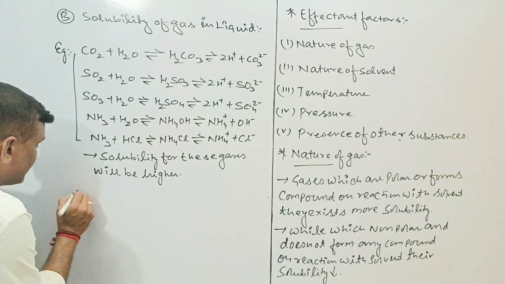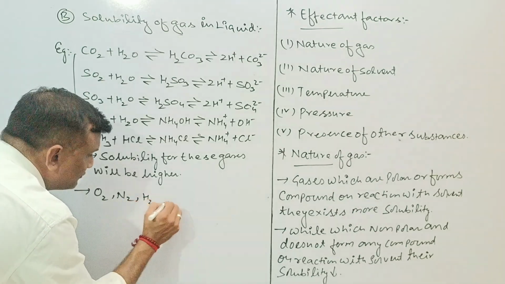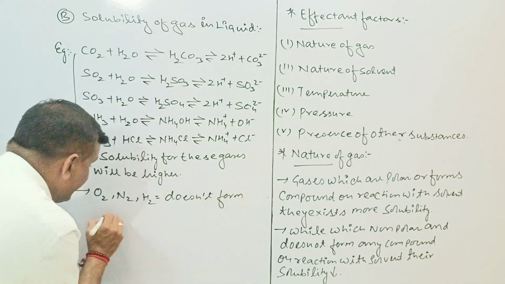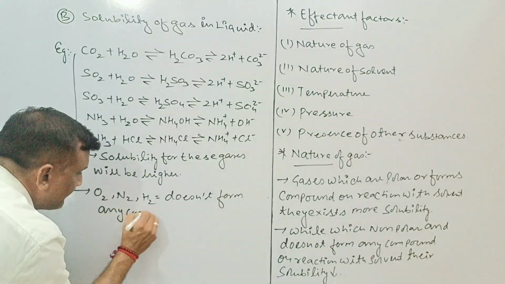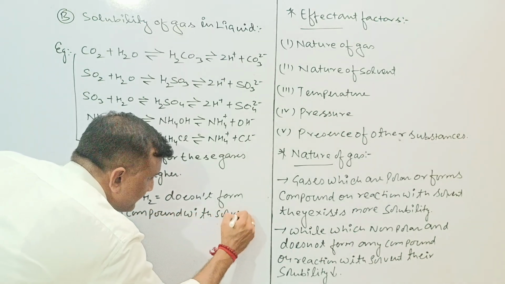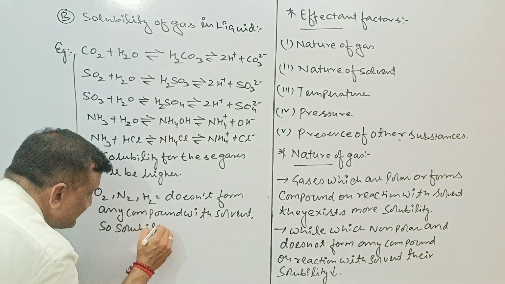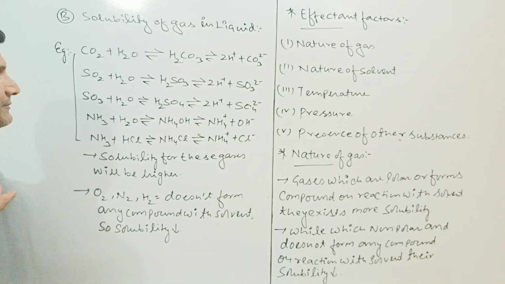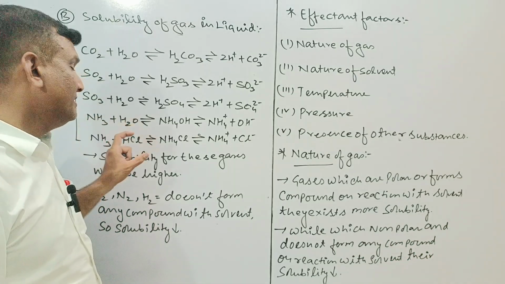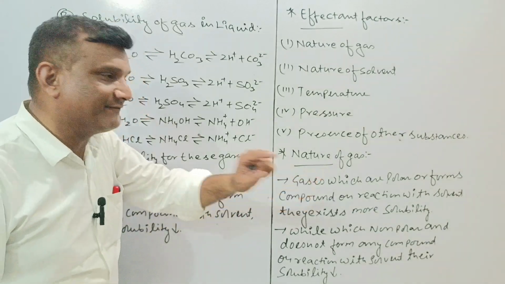Now the time to discuss about O2, N2, H2. These don't form any compound with solvent, so solubility for these gases will be lower. इसीलिए पर्टिकुलर CO2, SO2, SO3, NH3 वाटर में और NH3 HCl में ज़्यादा सॉल्युबल होगी. ये था आपके पास में फर्स्ट फैक्टर नेचर ऑफ गैस.